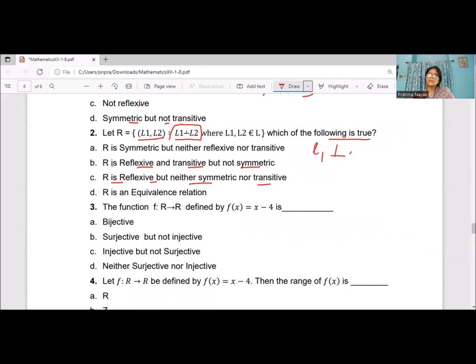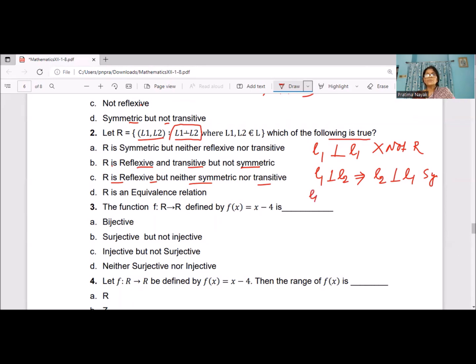Is L1 perpendicular to L1? No. The same line cannot be perpendicular to itself. So not reflexive. Now, if L1 is perpendicular to L2, does it mean that L2 is perpendicular to L1? Yes. So it is symmetric.